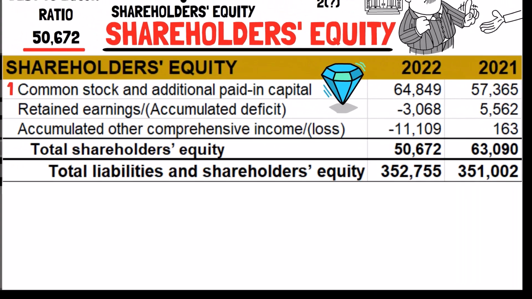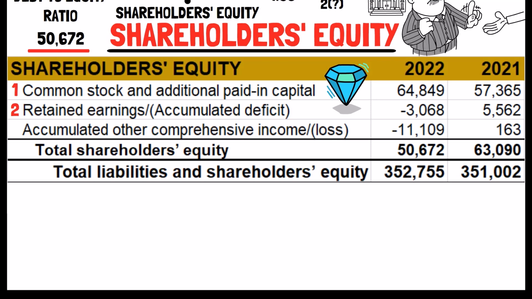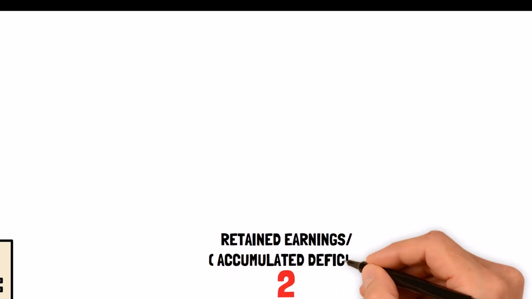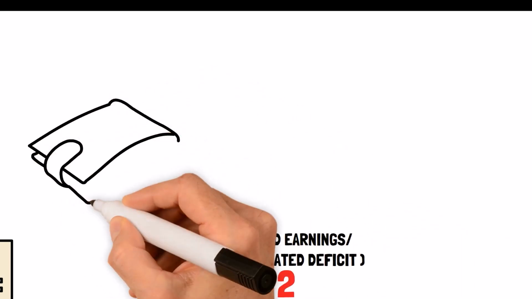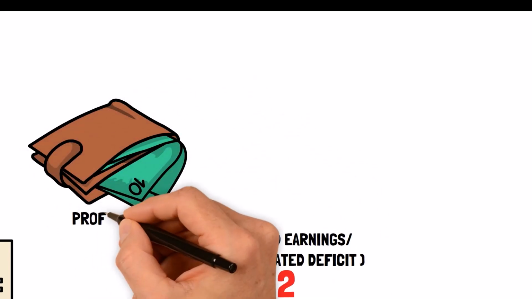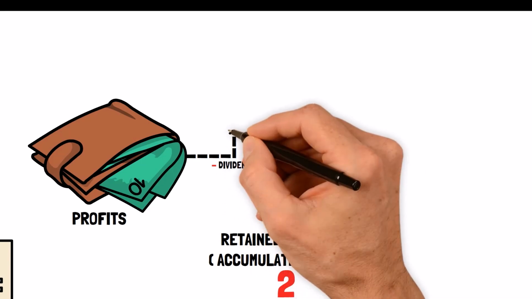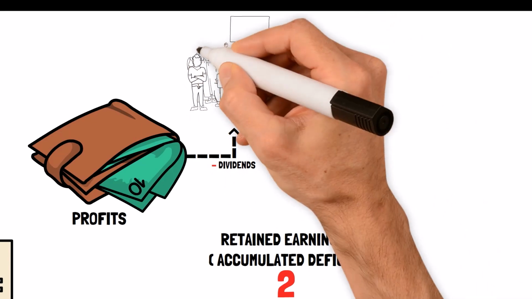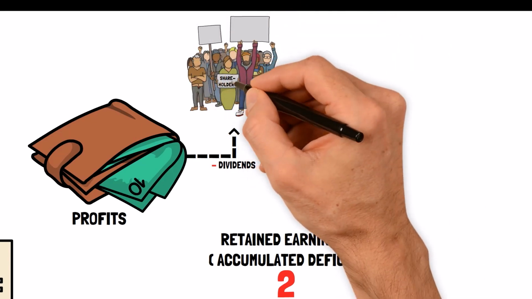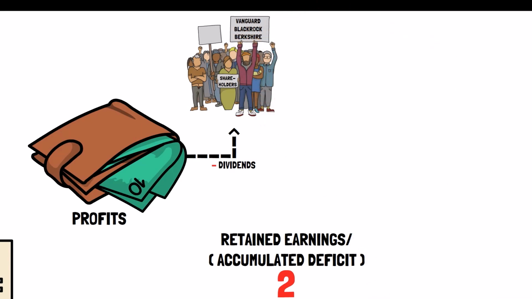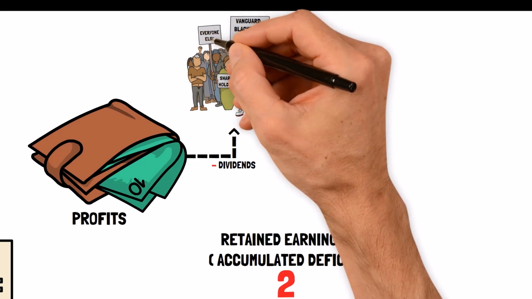The second row concerning the shareholders' equity is retained earnings, accumulated deficit. The retained earnings or accumulated deficit covers the business total net earnings or shortage. It represents the profits minus dividends. Dividends are paid out to all the shareholders. For example, 3 of the biggest shareholders are Vanguard, BlackRock, and Berkshire. Moreover, all others who own stocks in Apple.